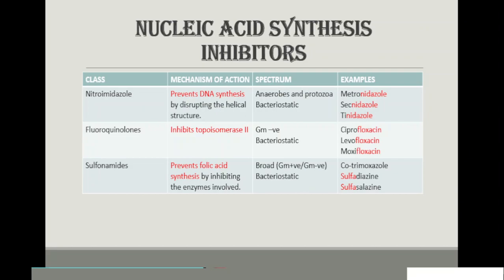The second one is fluoroquinolones, which inhibit topoisomerase 2. Topoisomerase 2, we call it DNA gyrase, is needed to unwind the DNA. So in this case, that unwinding is inhibited, so the DNA cannot be duplicated or replicated. They normally act against gram negatives, and they are also bacteriostatic, and their names end in floxacin. So anything floxacin is likely to be a fluoroquinolone. So we have ciprofloxacin, levofloxacin, moxifloxacin.